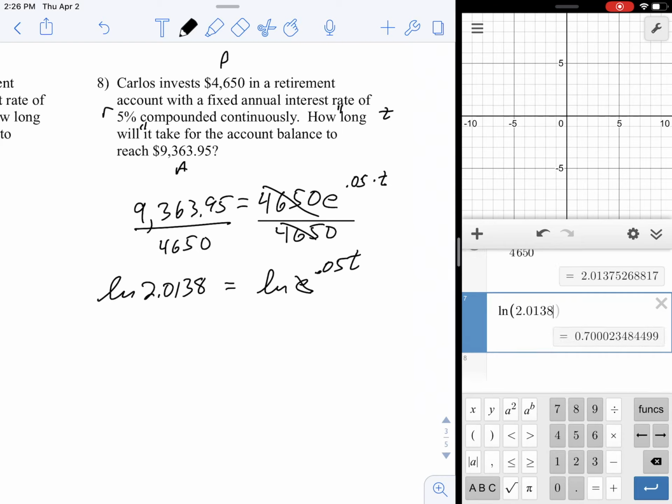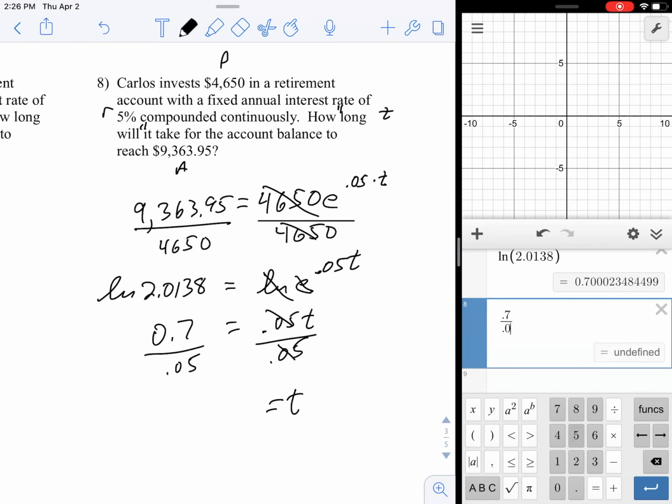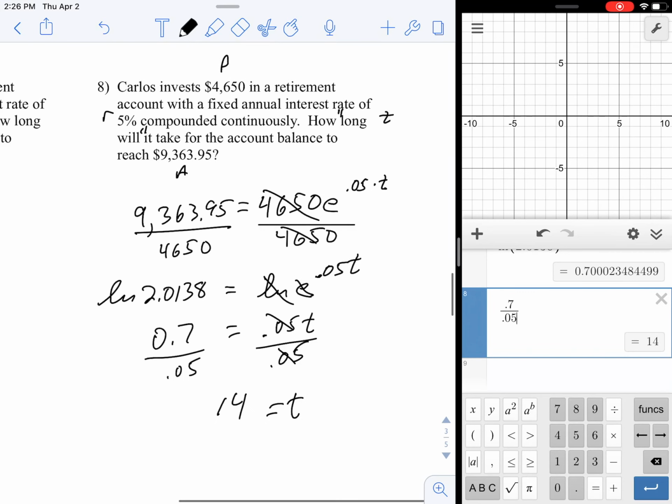gives 0.7000. So yeah, that's good enough. If this cancels out, I get 0.05t equals 0.7. Divide both sides by 0.05. So 0.7 divided by 0.05, 14. What the hey? Okay, so a lot of originality here. This one also takes 14 years.